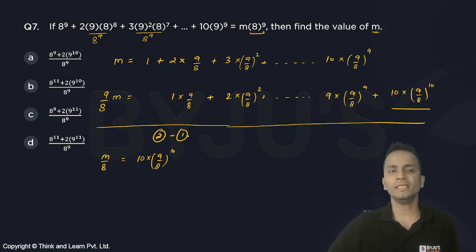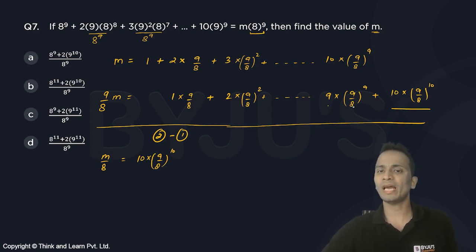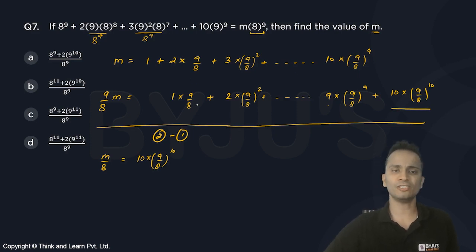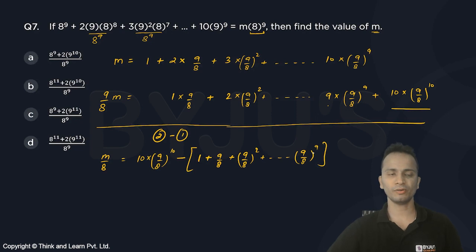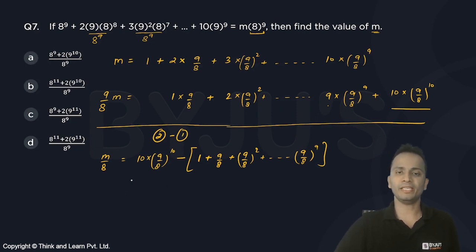Then every other term will be negative. So 9 into (9 by 8) raised to the power 9 minus 10 into (9 by 8) raised to the power 9, and so on. So I'll take the negative sign common. The first term here will be 1 plus 9 by 8 plus (9 by 8) whole square, and so on up till (9 by 8) whole raised to the power 9. This is m by 8.